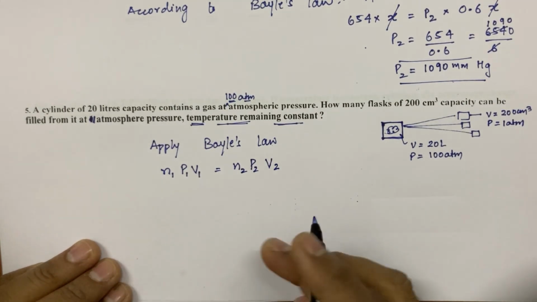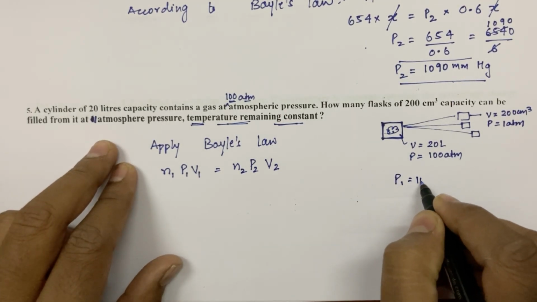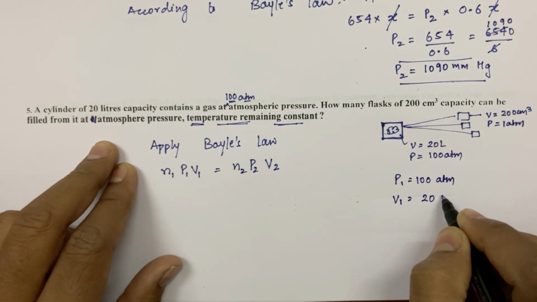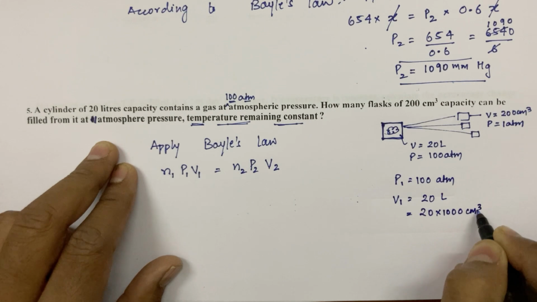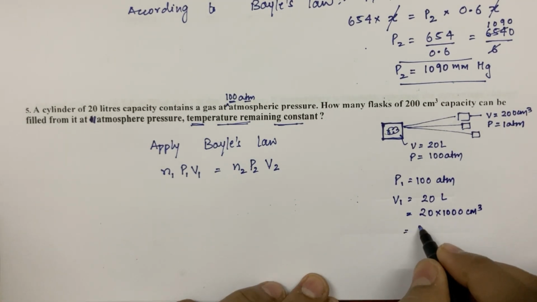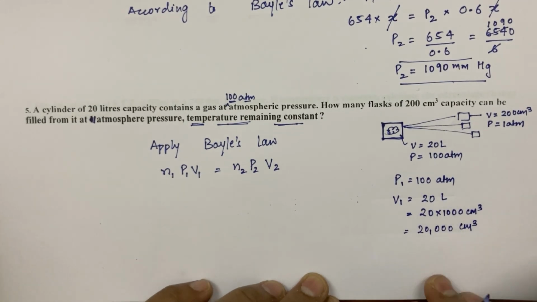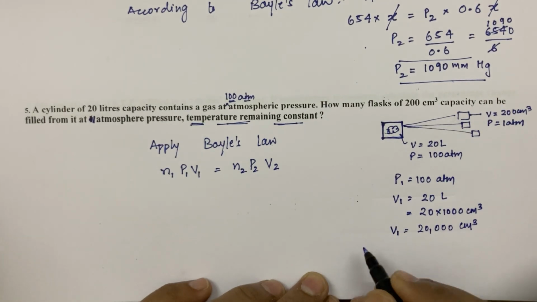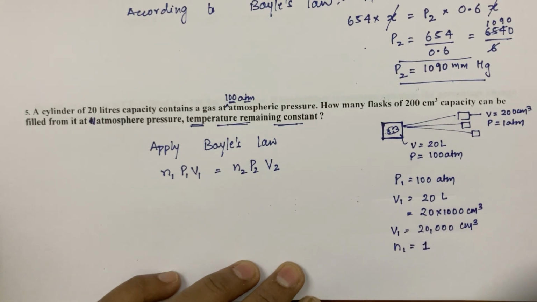Now you have the data, say P1 you are having 100 atm. V1 you are having 20 liters, so that is equal to 20 into 1000 centimeter cube. Alright, so this is 20,000 centimeter cube, because your second volume is in centimeter cube. So remember, 1 liter is equal to 1000 centimeter cube. Now N1, how many flasks? There is only one flask, so N1 is 1.